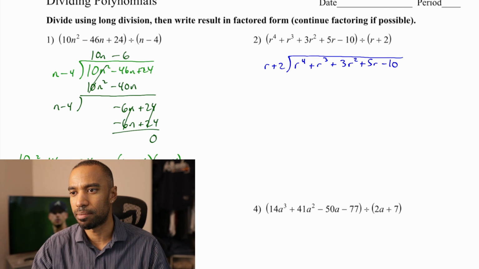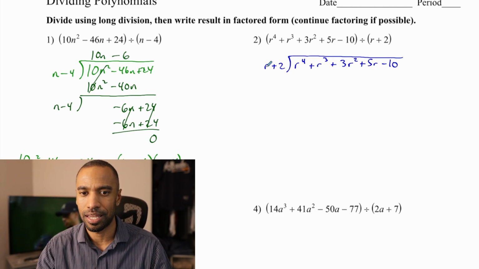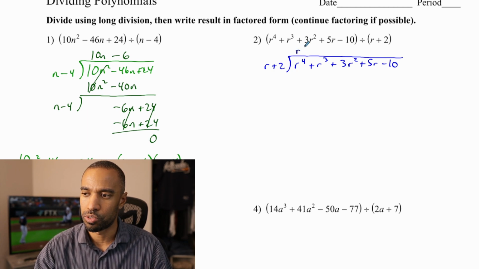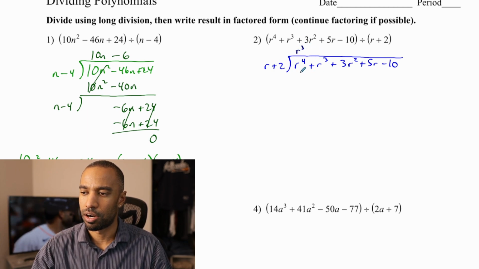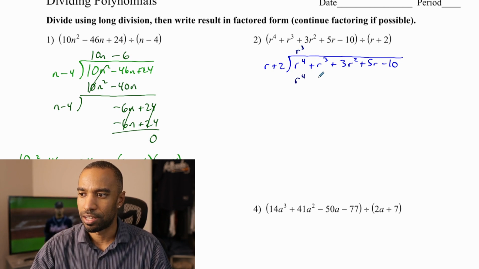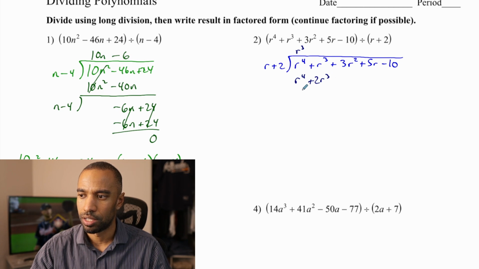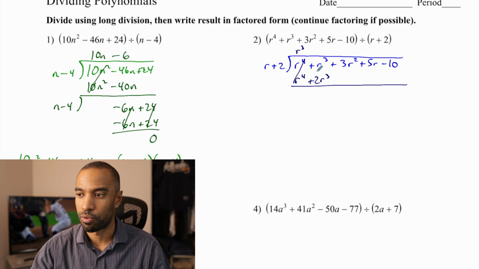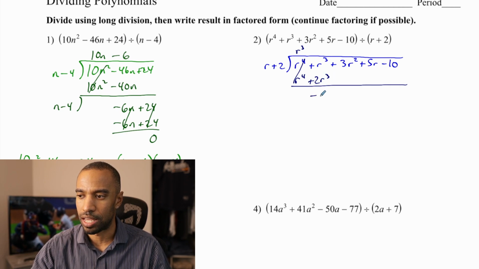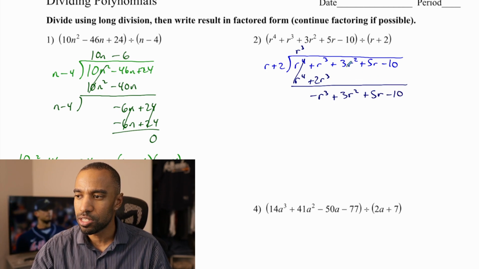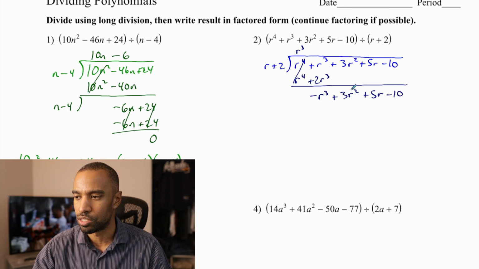Same thing as last time, guys, we're really only going to look at the leading term into each leading term. How many times does r go into r to the 4th? It goes in r cubed times, and r times r cubed is r to the 4th, as expected. Once again, we're looking for this to cancel, and 2 times r cubed is 2r cubed. As we subtract, r to the 4th minus r to the 4th is 0, r cubed minus 2r cubed is negative 1r cubed. So we bring everything else down here, the 3r squared, the 5r, and the minus 10, because technically we're subtracting 0 with these as well.